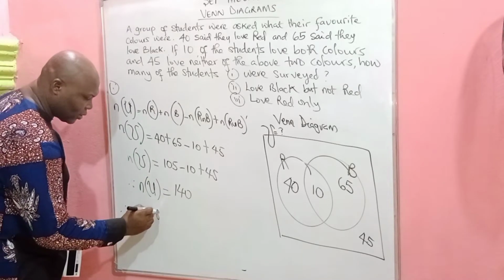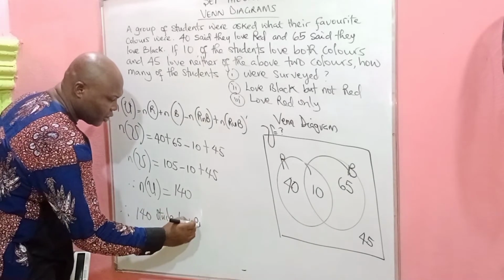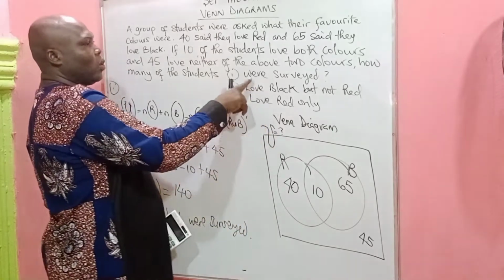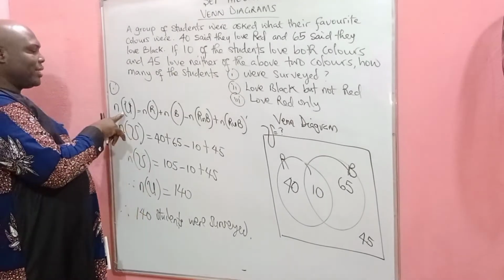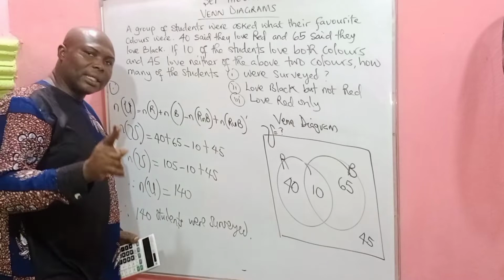140 students were surveyed. So we've been able to answer the first one. How many of the students were surveyed? They are 140 in number, represented by the universal set. That's 140. But I want you to understand something.